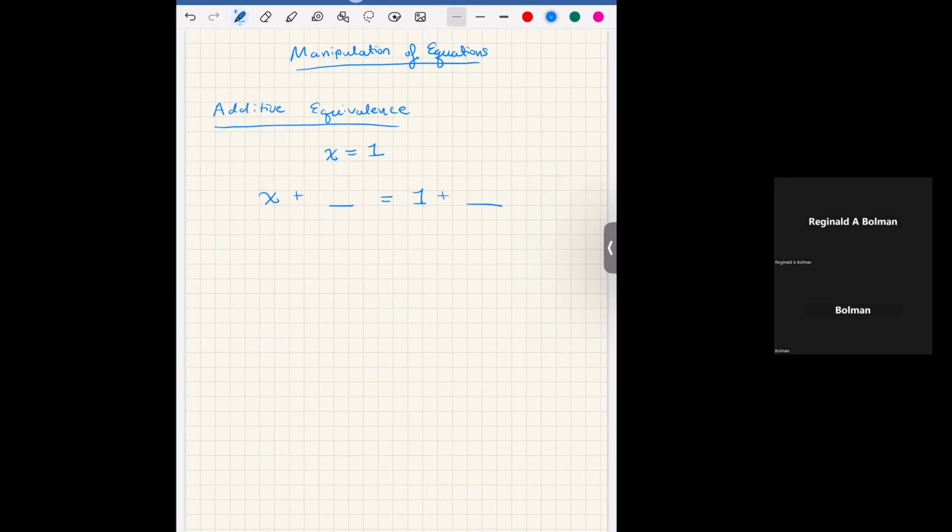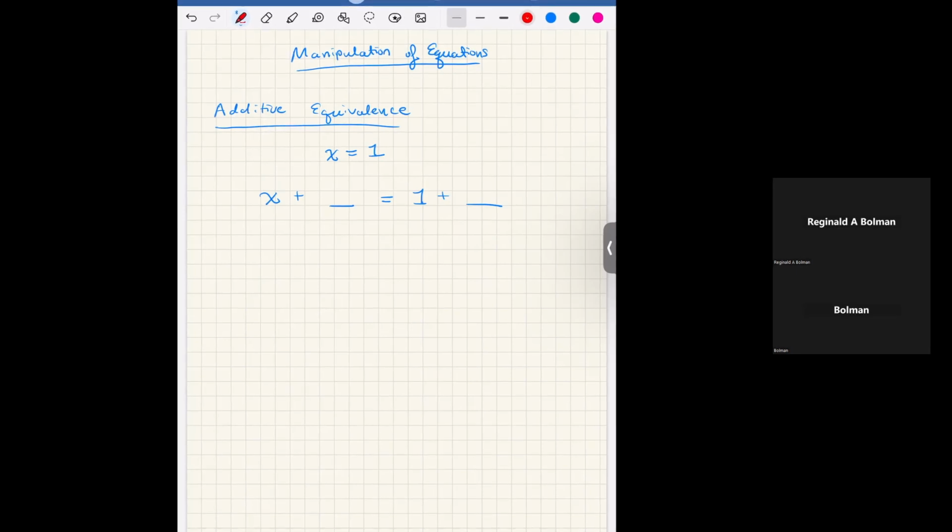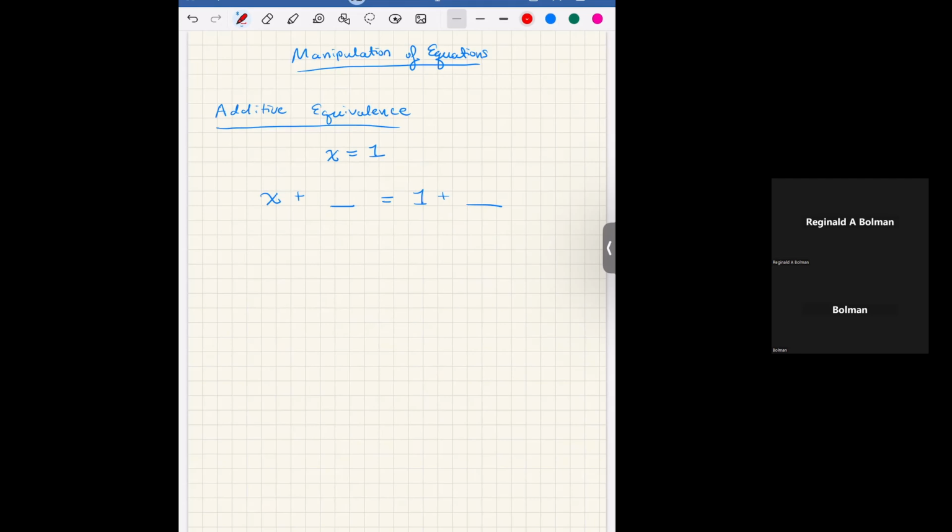Now, before we get to equations and how we might use the rules of algebra to manipulate them, let's introduce, or perhaps reintroduce, the idea that there are certain properties of equations that we should all be familiar with. One of them is known as the additive equivalence principle, or the additive equivalence property.